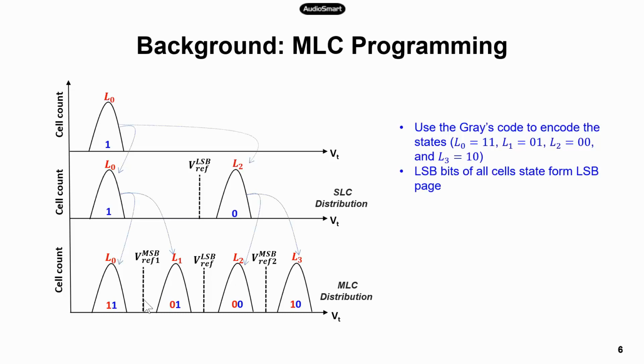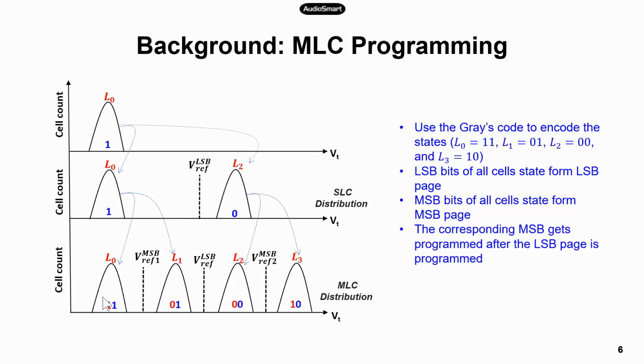The LSB bits from all of the cell states form the LSB page. The MSB bits from all of the cell states form the MSB page. Before the MSB page gets programmed, the LSB page gets programmed first. If you look here, the top distribution is the erased state of the flash cells. When we start programming, the LSB page gets programmed first, and then the MSB page gets programmed later on.